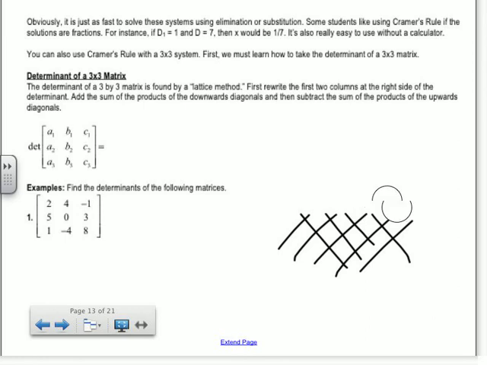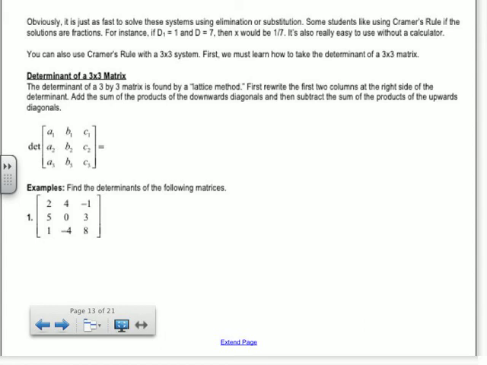All right, so this is going to be a lattice method. So we're going to be doing downwards diagonals, upwards diagonals. Okay, so it says first, rewrite the first two columns at the right side of the determinant. So if I'm taking the determinant, I'm going to have A1, A2, A3, B1, B2, B3, C1, C2, C3, and I write my straight lines to mean that I'm taking the determinant. Or you could just write DET out front. It doesn't matter. And then I'm going to tack on the first two columns again on the side.